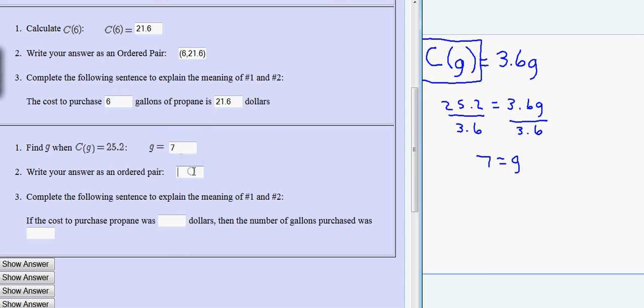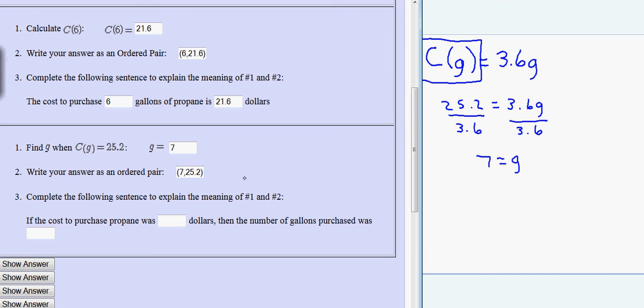As an ordered pair, be careful. Left parenthesis, the input comes first, so even though we found it last, it's written first in the coordinate, or in the point. So if you plug in 7, the output would be 25.2.